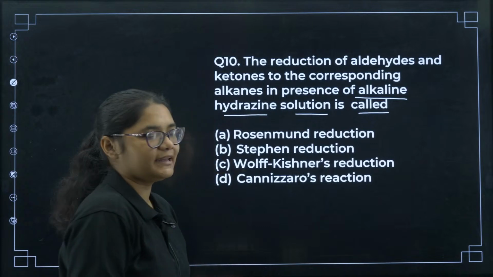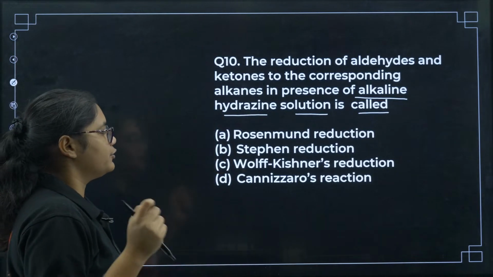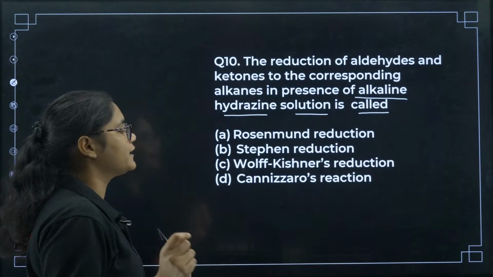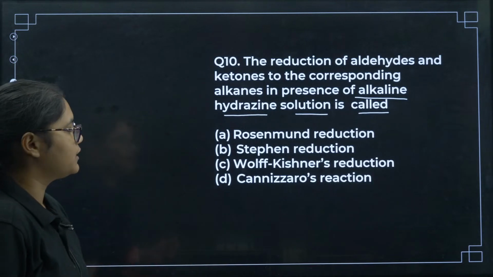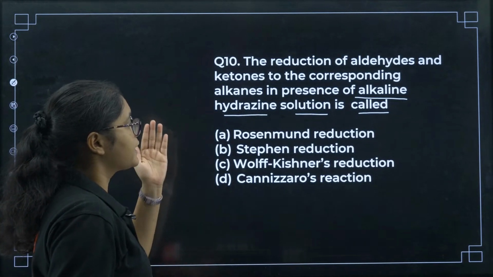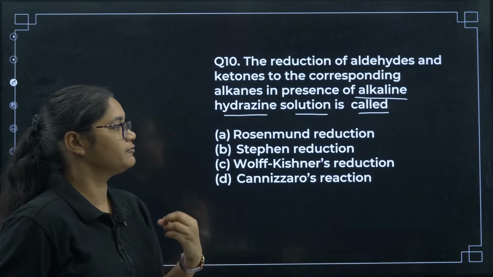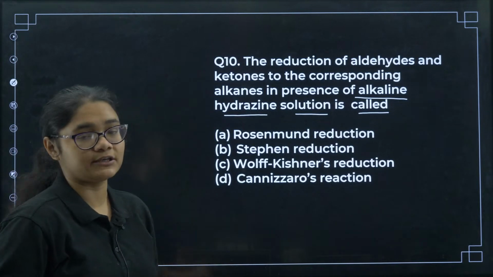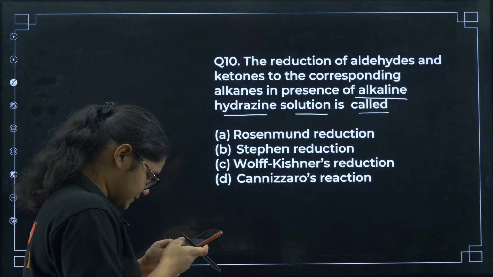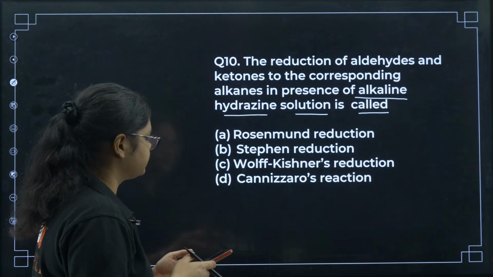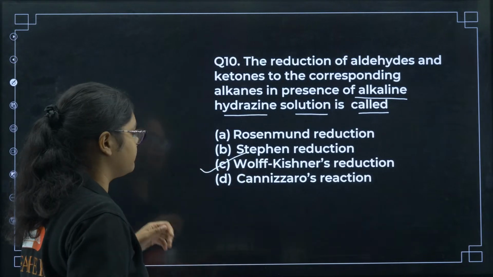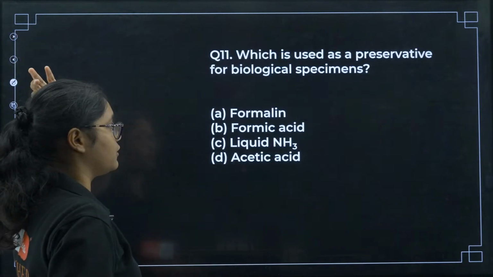The reduction of aldehydes and ketones to the corresponding alkanes in presence of alkaline hydrazine solution is called as. Very easy name reaction question. Rosenmund reaction, Stephen reduction, Wolff-Kishner reduction or Cannizzaro reaction. What can be the answer? Yes, this is a very easy question, students. 10C, Wolff-Kishner. Yes, Madan is correct. Wolff-Kishner reduction, direct form question.